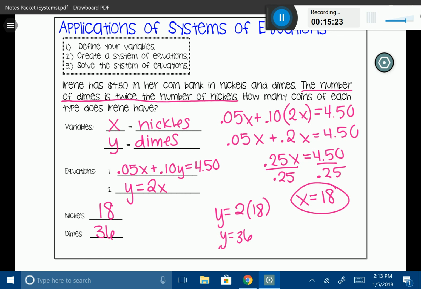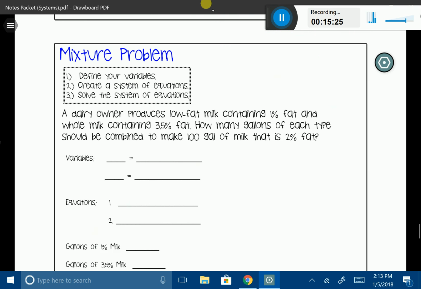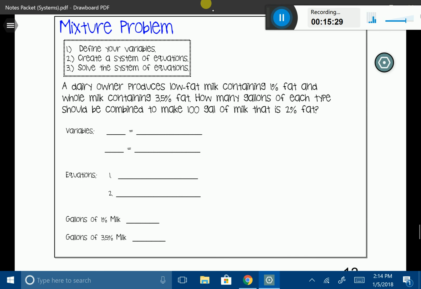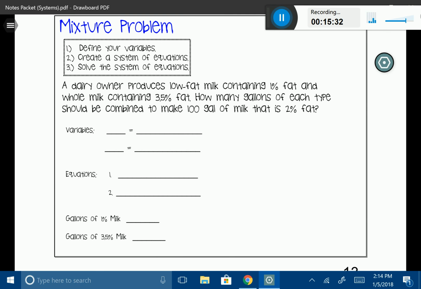All right, I have one more for you here, and this one is my favorite. This is going to be something called a mixture problem. In this problem, we're going to be taking two different liquids in our case, and putting them together to make a new liquid. Let's go ahead and read this problem.